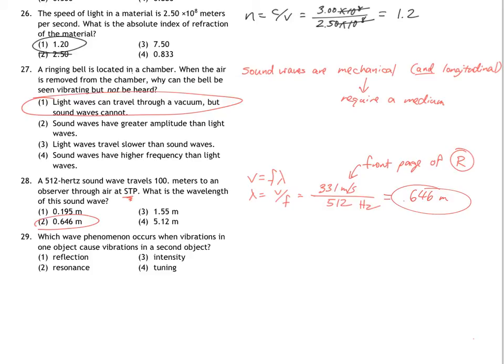In 29, which wave phenomenon occurs when vibrations in one object cause vibrations in a second object? This is just a description of resonance, something that affected the Tacoma Narrows Bridge and also is responsible for the ability to break a crystal glass using only sound.